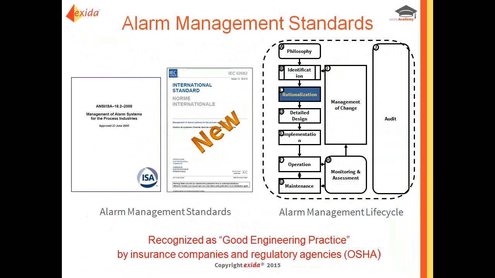In the US, the pertinent standard is called ISA 18.2. It came out in 2009 and is actually being updated, and will be released again in the next probably 3 to 6 months. There is also an international standard called IEC 62682, which was released last October. It was developed from the ISA 18.2 standard as a starting point.